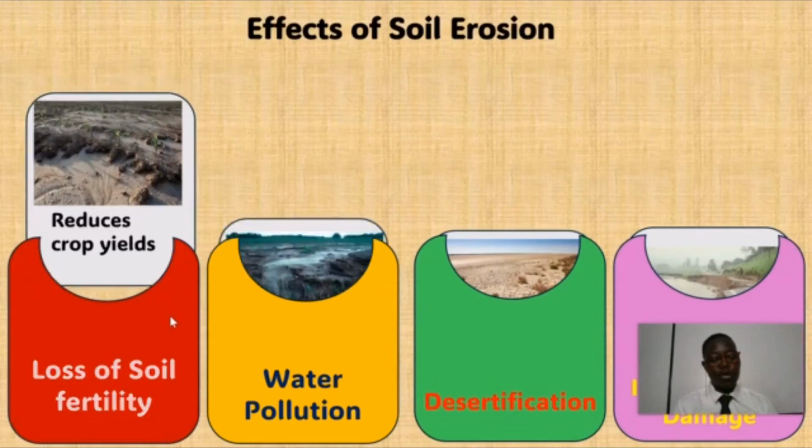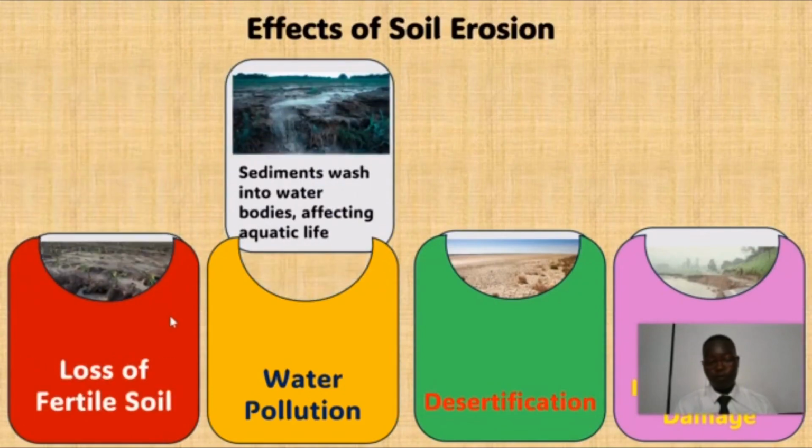Another effect of soil erosion is water pollution. And when we talk about water pollution, we are talking about the contamination of water. This can be as a result of deposition of sediments or deposition of harmful chemicals like pesticides, insecticides, or even acaricides. And whenever soil erosion takes place, sediments get their way into the water bodies. This normally endangers the aquatic life.